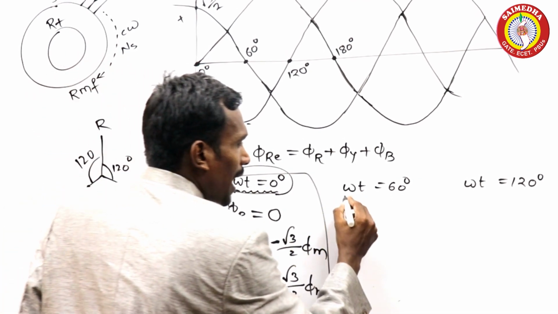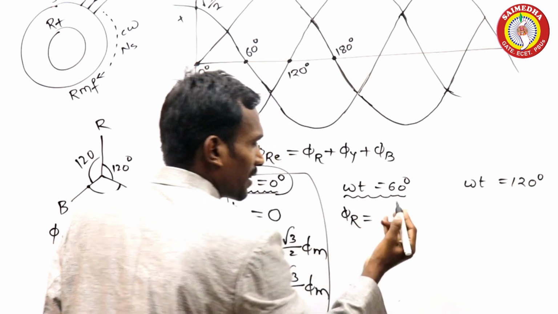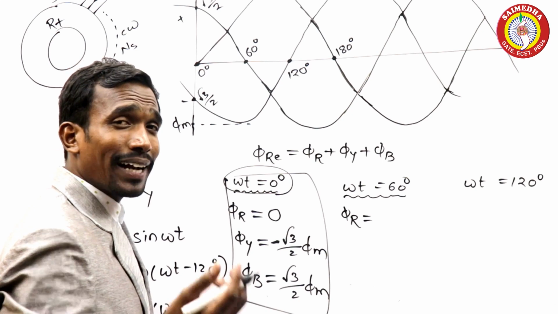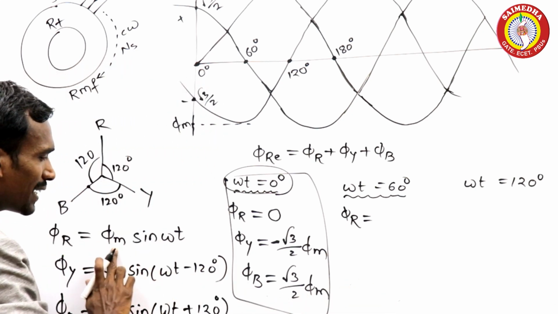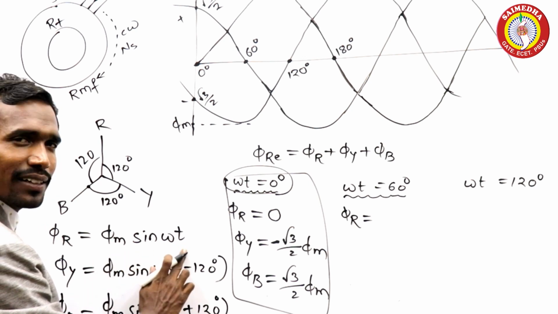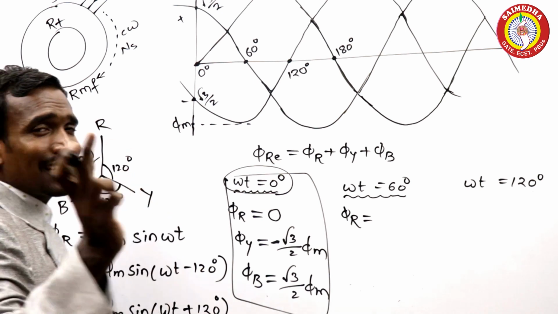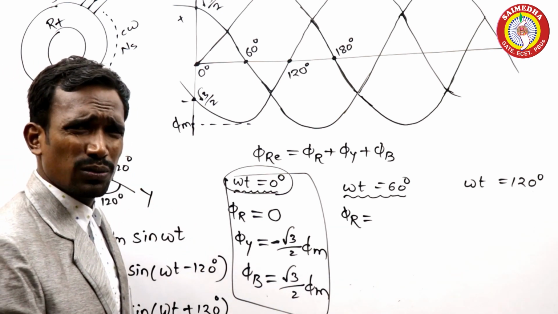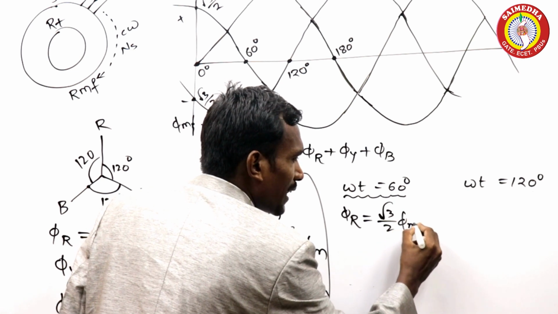Now, can you tell me at omega t equal to 60 degrees, what is phi r? Once you see here, phi r is equal to phi m into sine 60. What is sine 60? Root 3 by 2. So tell me what is phi r? Root 3 by 2 phi m.